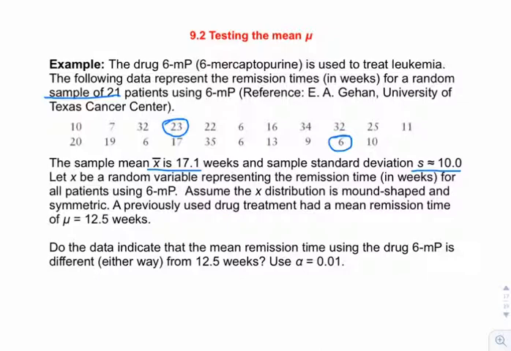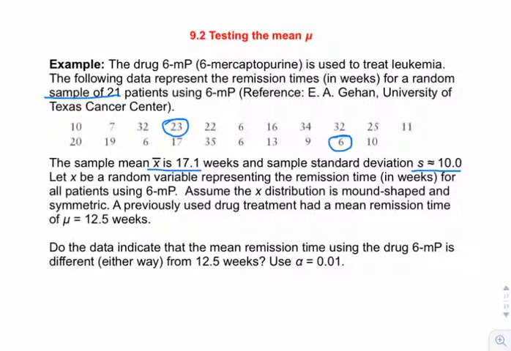What are we going to do? Let's continue. So x is our random variable representing the remission time for all patients using 6-MP. Assume that the x distribution is mound-shaped and symmetric. Okay. A previously used drug had a mean remission time of 12.5 weeks. So here comes our question. Do the data, this 21 value set, indicate that the mean remission time using the drug 6-MP is different, either way, from 12.5 weeks? We're going to use a level of significance of 0.01.